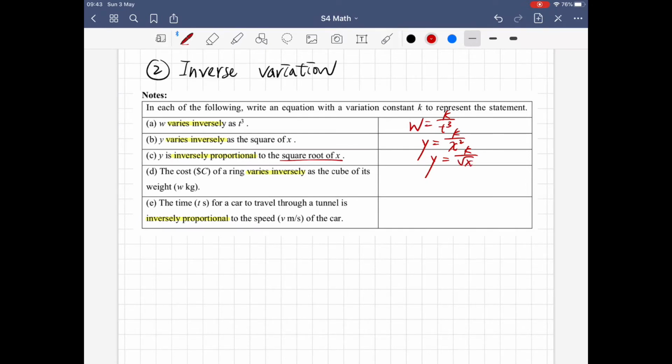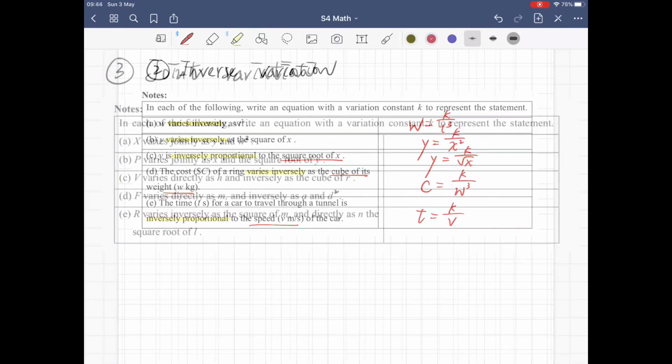Part D, C equals k over the cube of its weight w. So that is k over w cube. And finally, part E, t equals k over v, the speed.